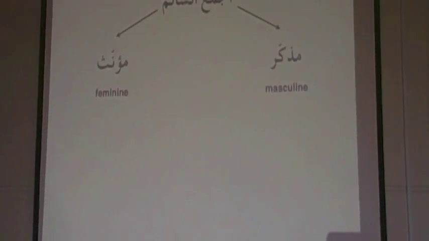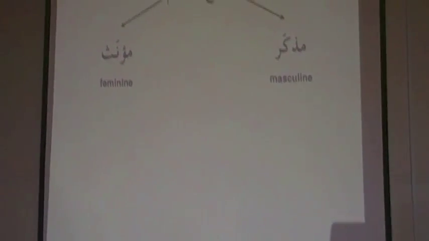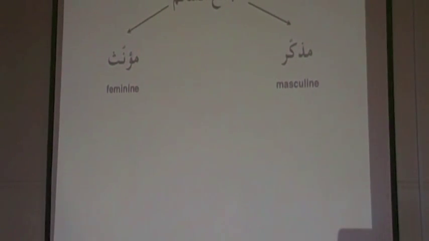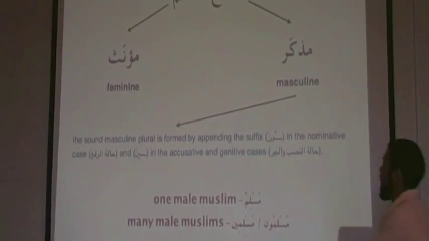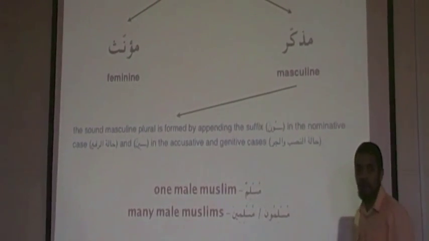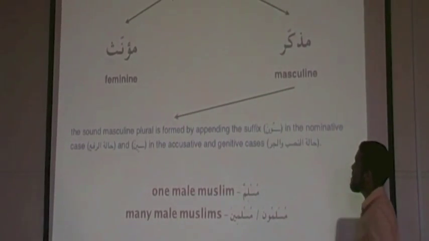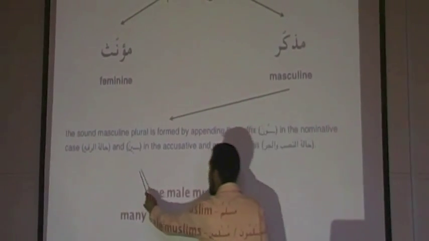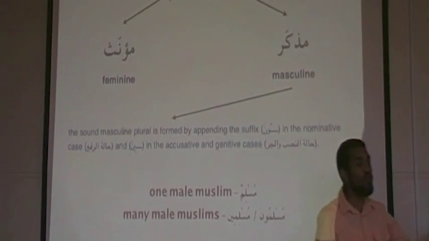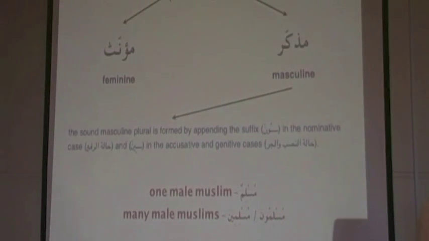What is masculine? In Arabic, Mudhakkar. And what is feminine? Mu'annath. So we have Mudhakkar and Mu'annath. So we have Al-Jam' al-Mudhakkar al-Salim, the sound masculine plural. This is formed by adding un in the nominative case, or in. So we can add un or in.